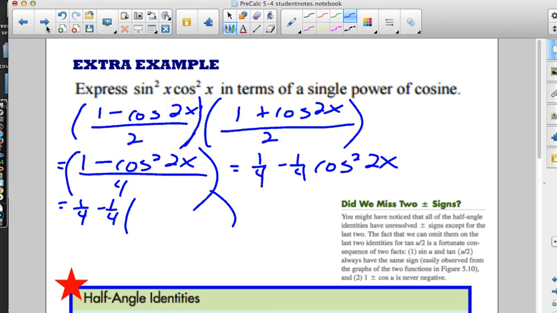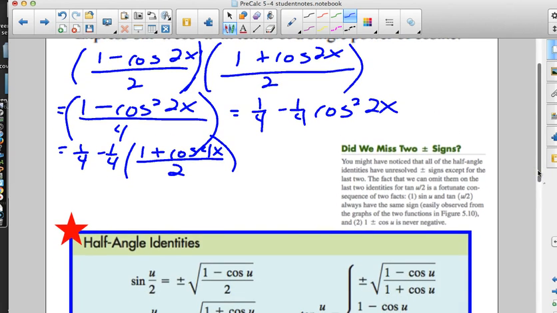So we've got our cosine squared 2x again, which is 1 plus cosine, but we just put 2x into a formula that already had a 2 again. So 1 plus cosine 4x over 2. Well, let's distribute our nice little negative 1/4 there and see what happens. So we'll get negative and negative here. Negative 1/8 minus 1/8 cosine 4x.